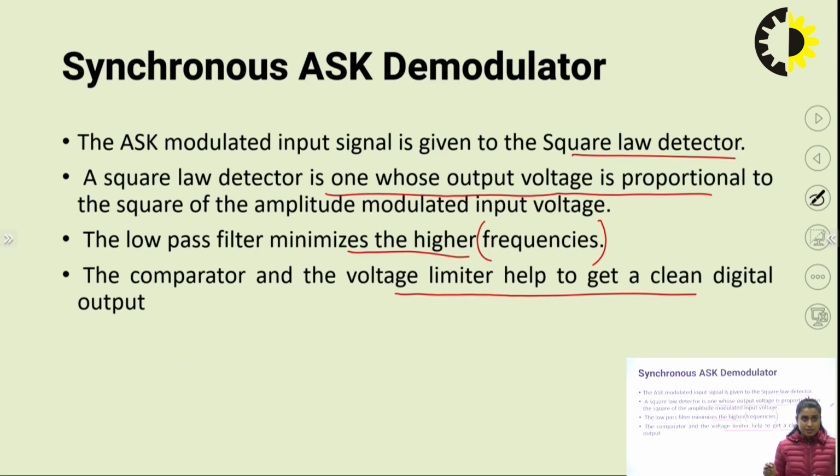So this is how my synchronous ASK demodulator works, right? So this concludes my ASK. What is ASK? ASK generation and ASK demodulation. Now if I talk about FSK, which is the next kind of digital modulation technique, which is also called frequency shift keying. Let's see.